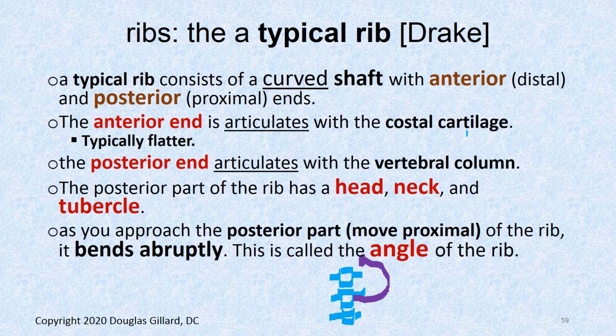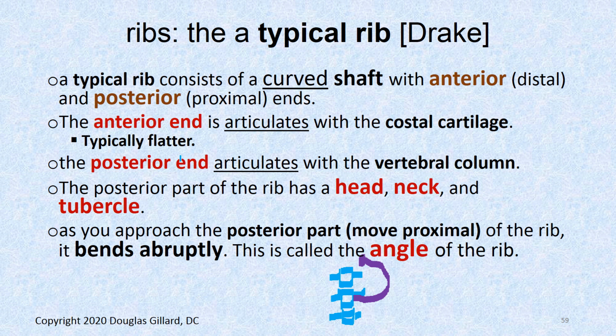The anterior end ends in something called costal cartilage. The rib doesn't connect right into the sternum. There's a kind of in-between tissue made of cartilage. It's called costal cartilage. It's also quite flat, so you can always tell which end is the anterior end and which end is the posterior end.